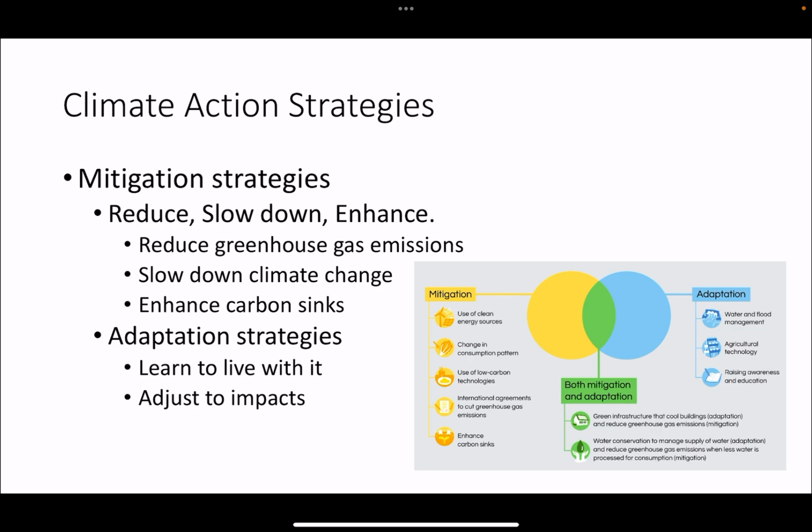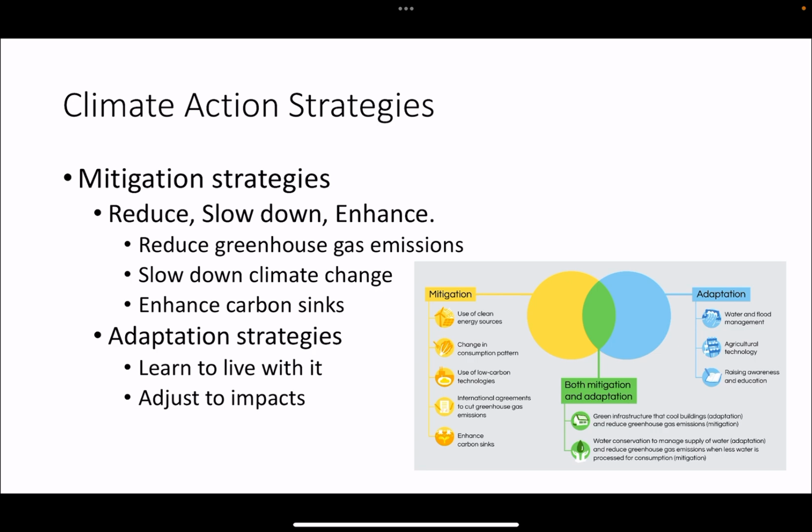Okay, the approach to these strategies is a little different, but basically there are strategies that help you to deal with this ever-changing climate. So when you're looking at mitigation strategies, what are we looking at? We're looking at things that can hopefully reduce, slow down, or enhance your ability to deal with climate change. Okay, so don't get confused. You're trying to reduce the impact of climate change, trying to slow down the impact of climate change, but you're also trying to enhance your ability to deal with climate change.